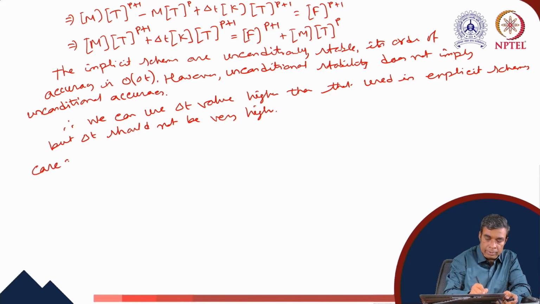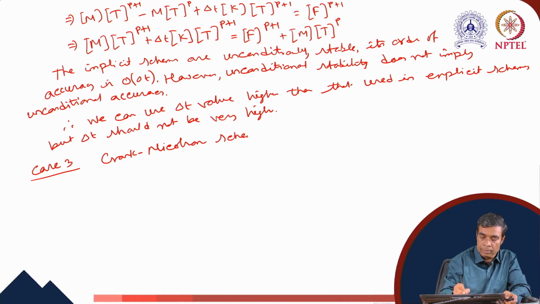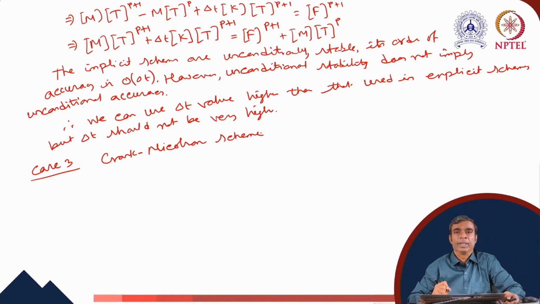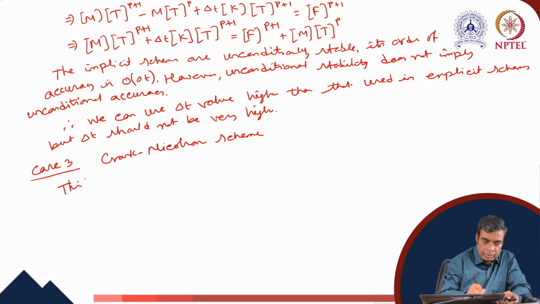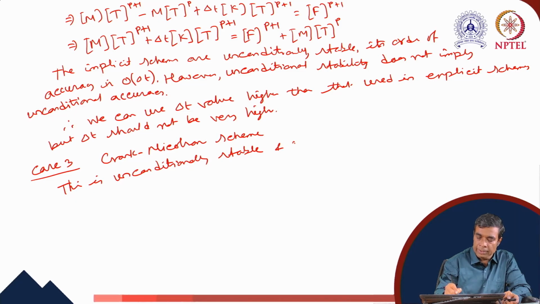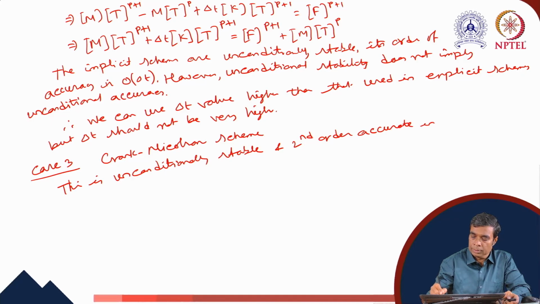Case 3 is the Crank-Nicholson scheme. The Crank-Nicholson scheme is also an unconditionally stable scheme, and it is a second order accurate scheme. This is obtained by taking the average of the forward Euler and the backward Euler scheme. This is unconditionally stable and second order accurate in time.